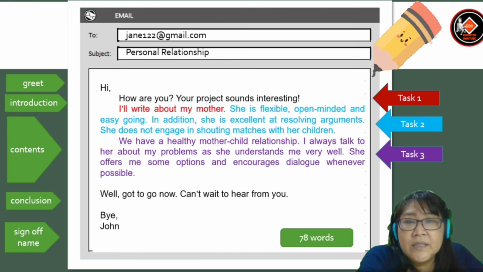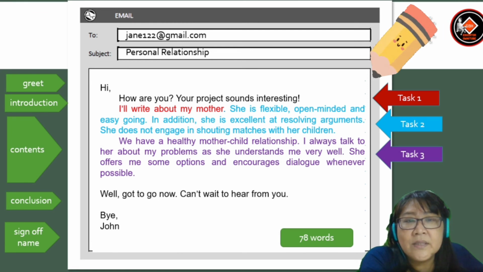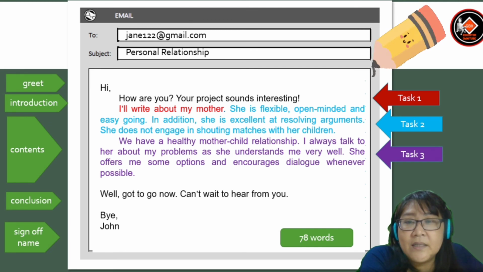So you can say, she is flexible, open-minded, and easygoing. In addition, she is excellent at resolving arguments. She does not engage in shouting matches with her children. And the last part, you can write the relationship, whether it is good or not. So you can write, we have a healthy mother-child relationship. I always talk to her about my problems as she understands me very well. She offers me some options and encourages dialogue whenever possible.